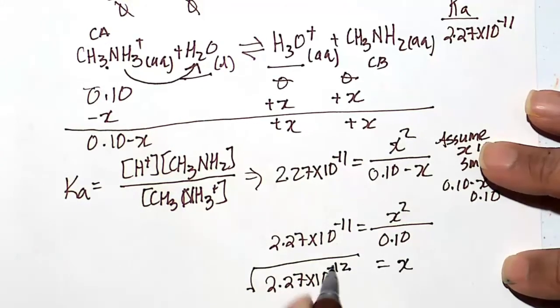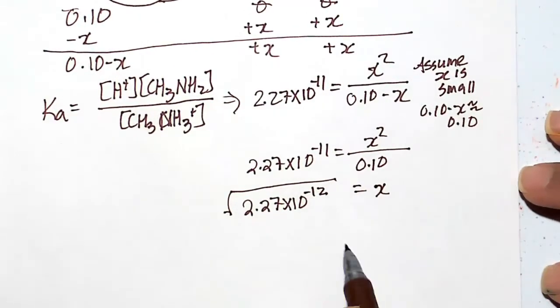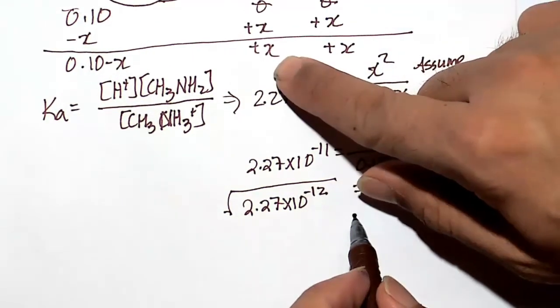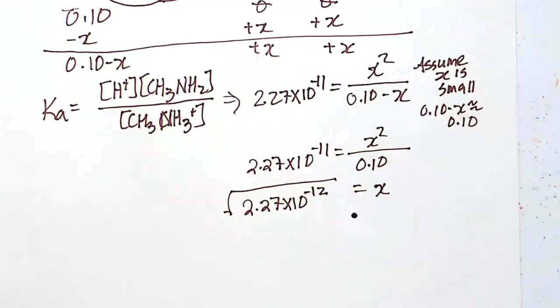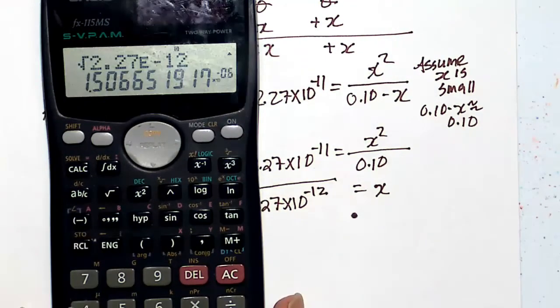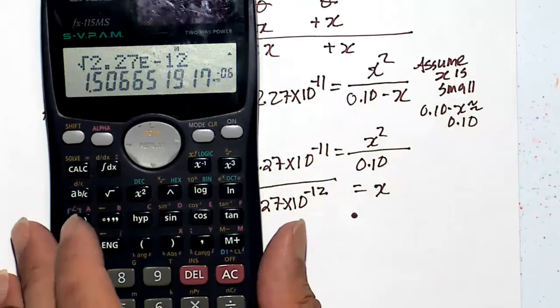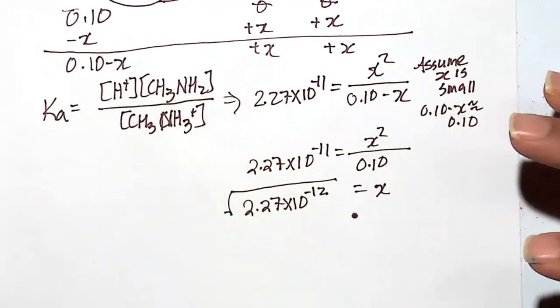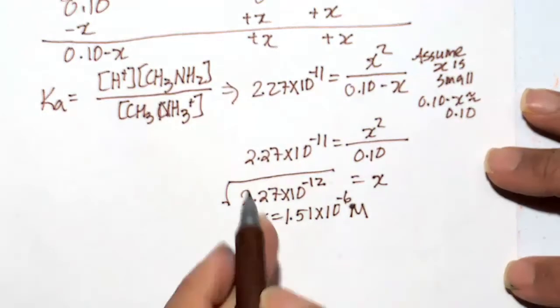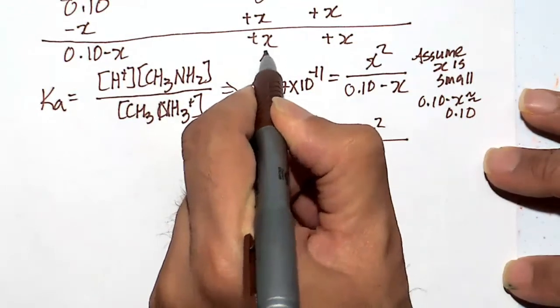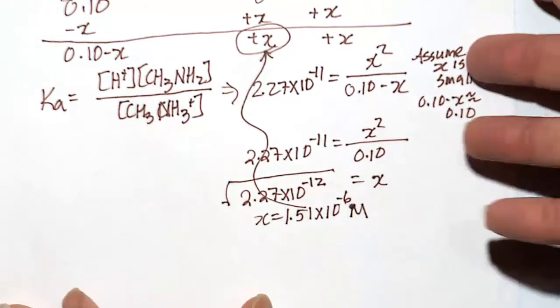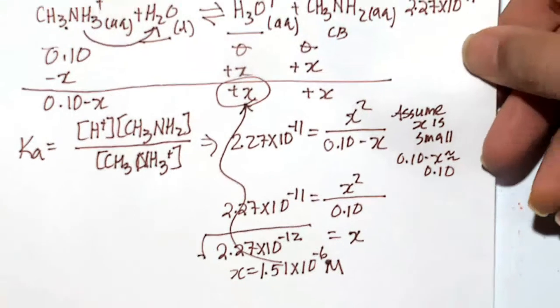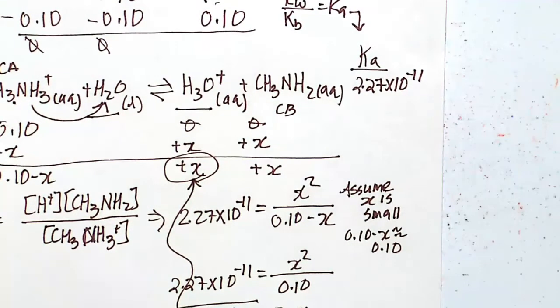So doing the low ionization assumption, 2.27 times 10 to the minus 11 times 0.10 is 2.27 times 10 to the minus 12. Square rooting that on our calculator, we get 1.51 or so times 10 to the minus 6. Here you want to put the units of molar, and that x is, as we should know by now, the same thing as the x in our ICE table, which represents the proton, H3O+.